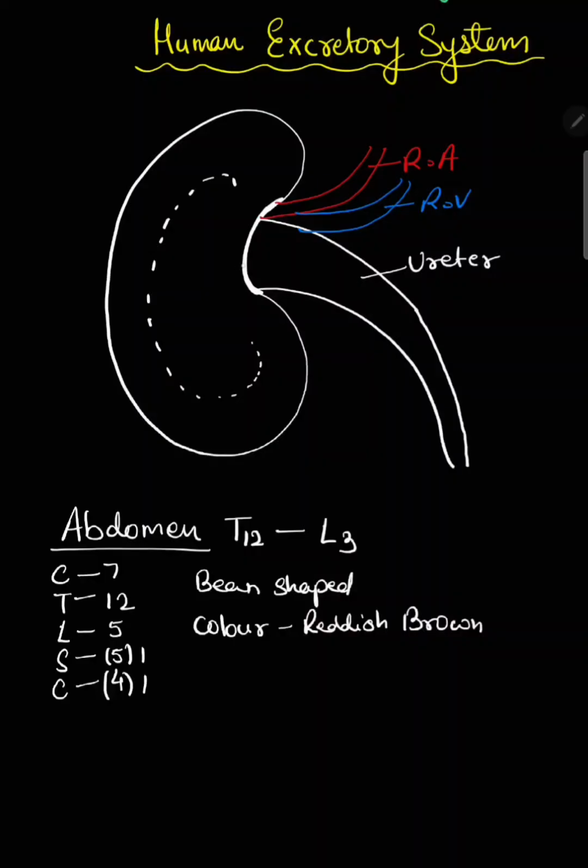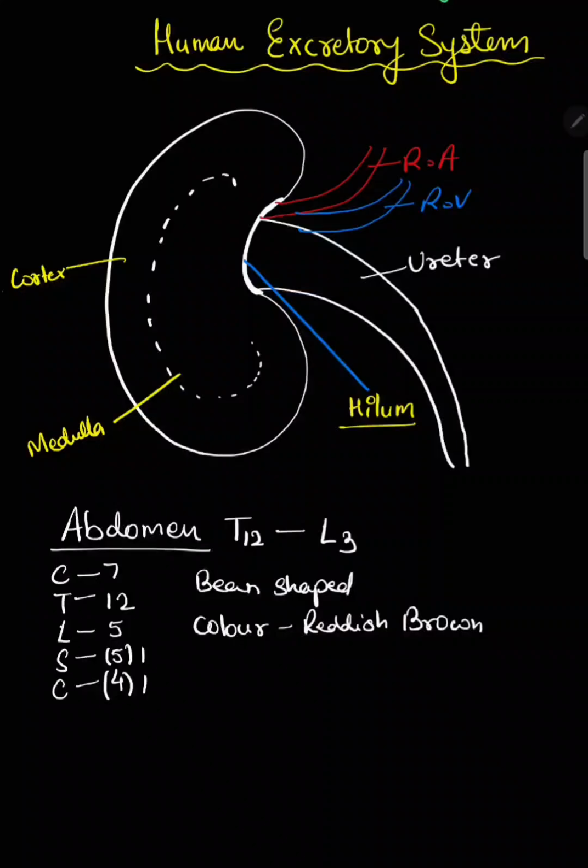Now this portion from where everything enters is called the hilum. This outer portion is called the cortical region or cortex, and the inner part is called the medulla. So each kidney can be roughly divided into two parts on the inner side, cortex and medulla. The inner portion, or the core, is the medulla, and the outer region is the cortex.